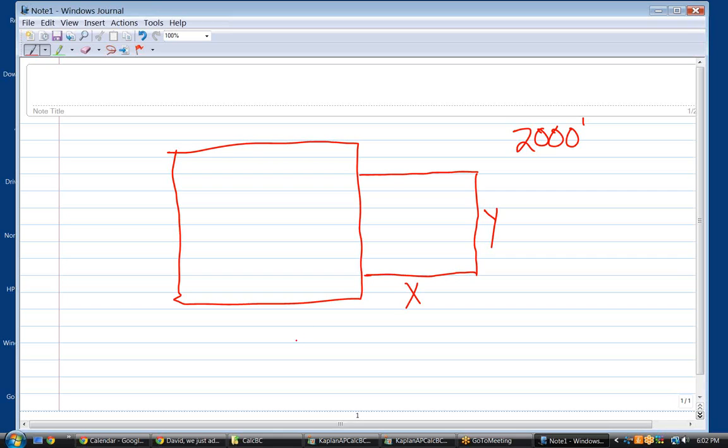Right. So, do you know where to start? Start with 2x plus y equals 2,000, since that's the fencing. Okay. And it wouldn't be 2y because one side is the house. You're absolutely right. And then I would need another equation. Okay.